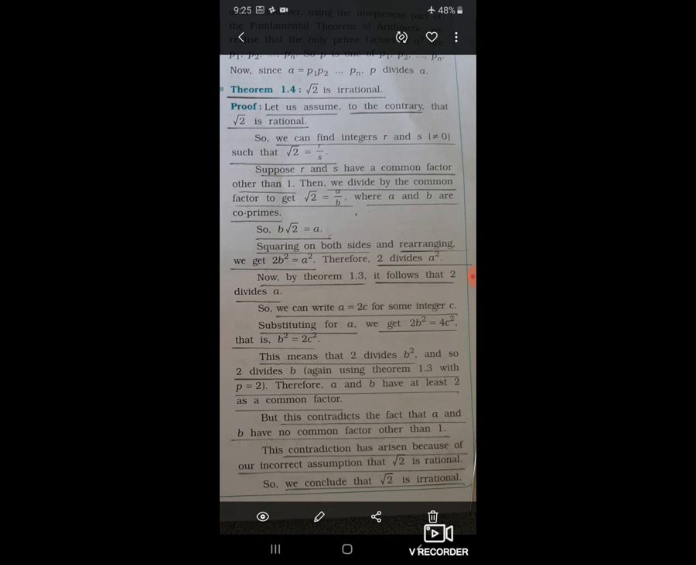Third one, to prove that root 2 or root 3 or root 5 etc. is irrational, or some applications like 3 root 2 or 1 by root 2 or 6 plus root 2 is irrational. This type of questions are very important. So please revise, practice them and understand very well.